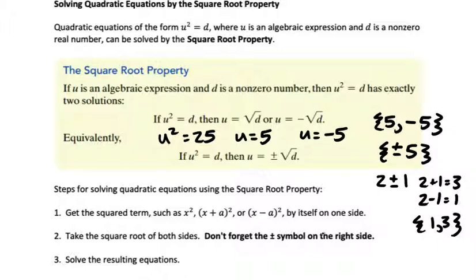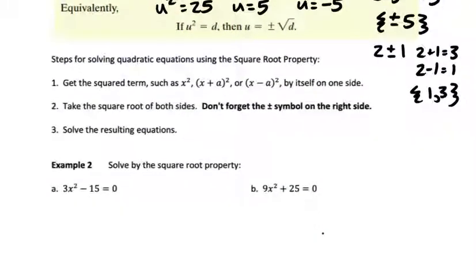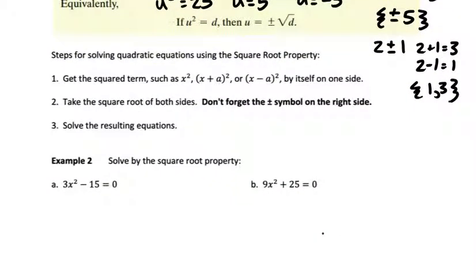So the process for solving: you need to get the square term by itself first on one side, whether that's just x squared or it's a set of parentheses, and then you need to take the square root of both sides. And this is the step where you need to remember to put in that plus or minus symbol. That's probably the most common way to make a mistake on these problems, is to forget that symbol. Step 3 is to solve the resulting equations. So sometimes you're going to need to do a little bit more work, like we did right here, to get down to the actual answer.